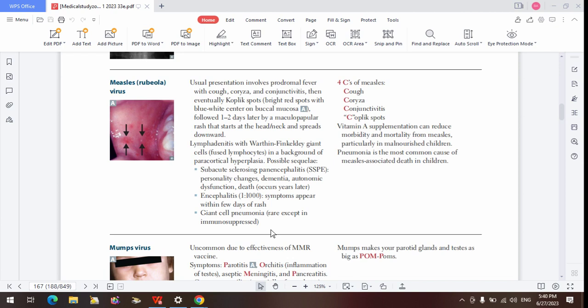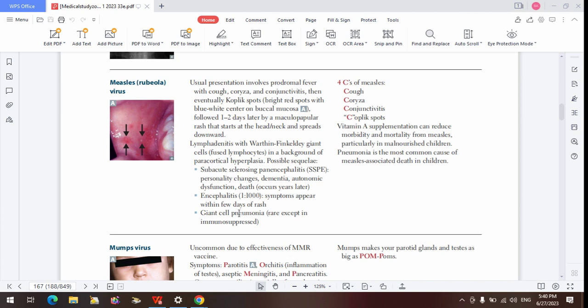So that is that about the pneumonia. So they can cause giant cell pneumonia symptoms. But if you do the biopsy of the lung, you are going to see formation of giant cells within the alveoli. They can cause encephalitis and they can cause SSPE.